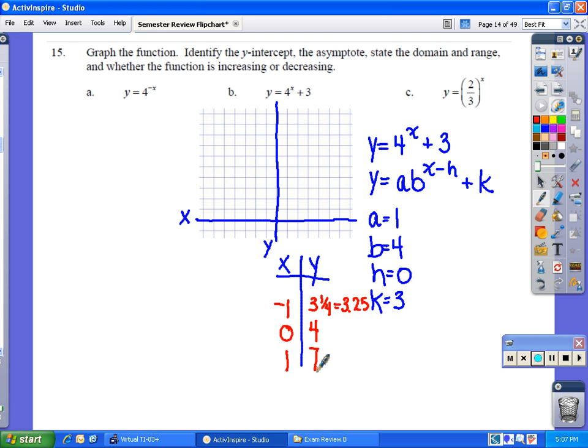Okay, this gives us a few basic points. Notice at -1, we're just above 3 at 3 1/4. At 0, we're at 4. And at 1, we're at 7. This has started increasing very rapidly.